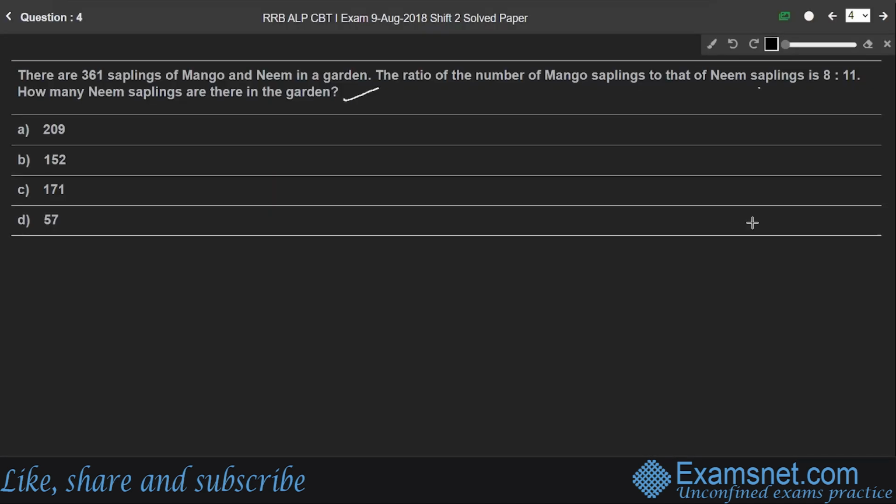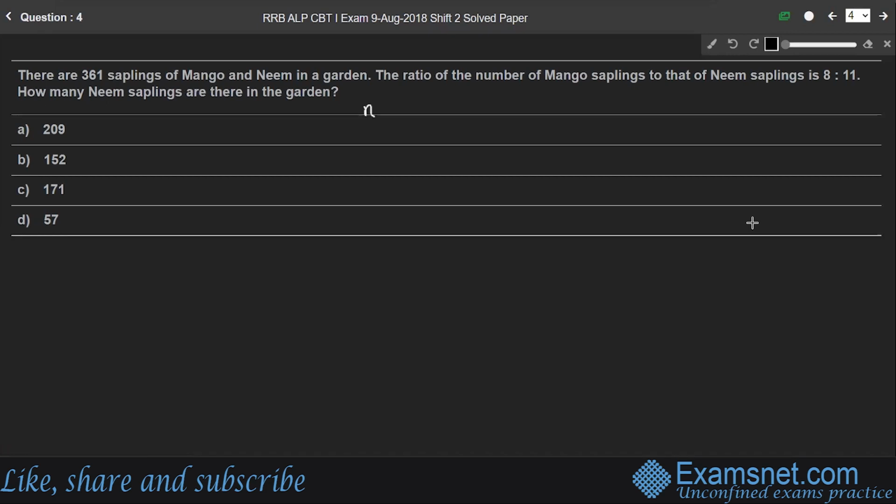Question number 4. There are 361 saplings of mango and neem in a garden. The ratio of the number of mango saplings to that of neem saplings is 8:11. How many neem saplings are there in the garden? So let us assume the number of neem saplings in the garden as X, right? And there are 361 saplings in total. Therefore, the number of mango saplings will be 361 minus X, right?